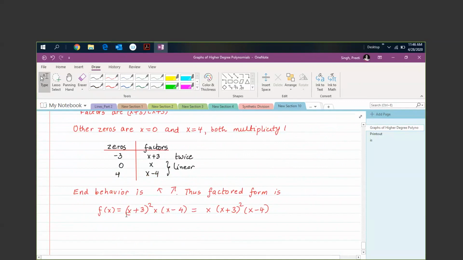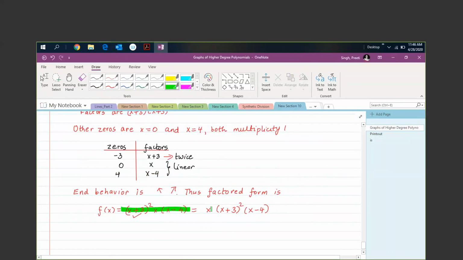If I multiply this, it will be x plus 3, x, and x minus 4. And that's what I have written here, x plus 3, x plus 3. It means x plus 3 is occurring twice, so x plus 3 whole squared, one of the x's, and x minus 4. I can rewrite x in the front. It doesn't matter, it's not required, but usually we write x first and then x plus 3 whole squared and x minus 4.